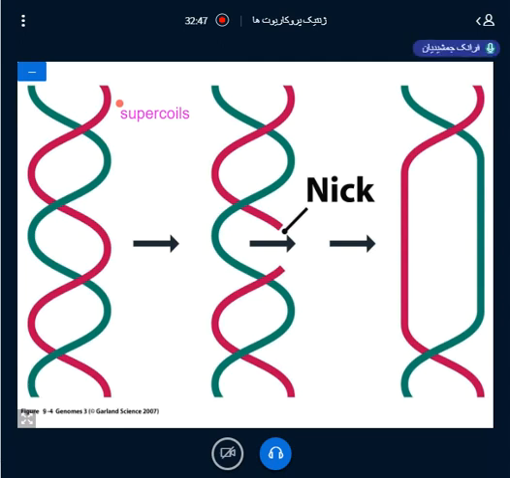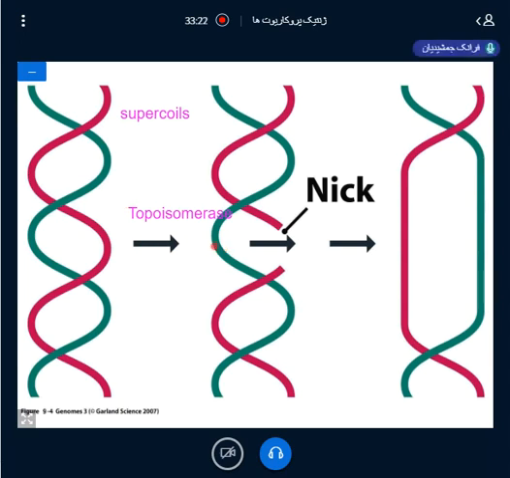Okay, so if replication starts, we have some supercoils in it. If we have so many supercoils, can the replication continue? No, because the DNA is so condensed and the replication can't continue. So we have some kinds of enzymes. We call them topoisomerase.